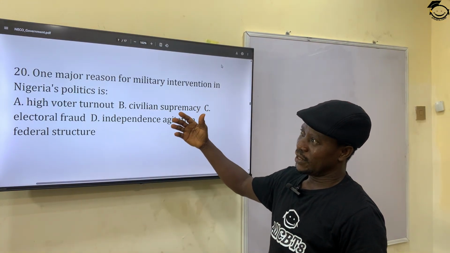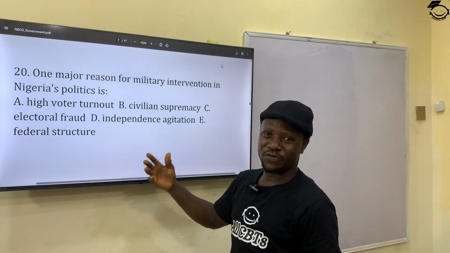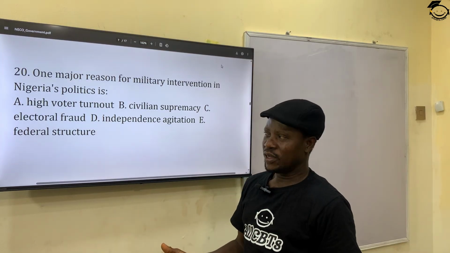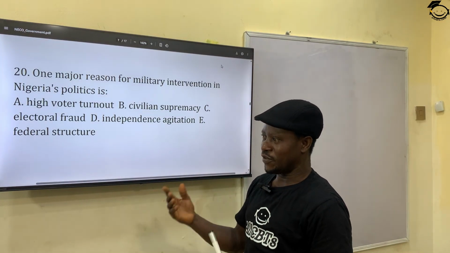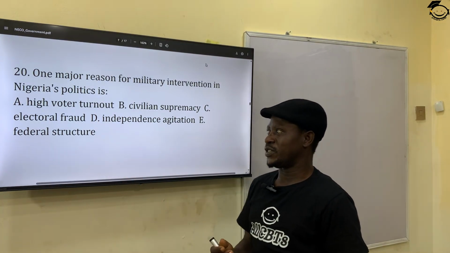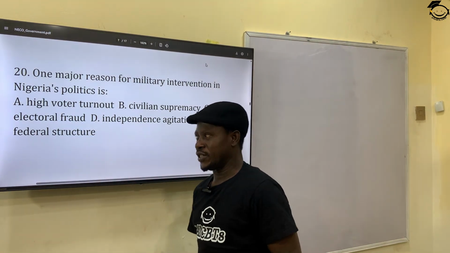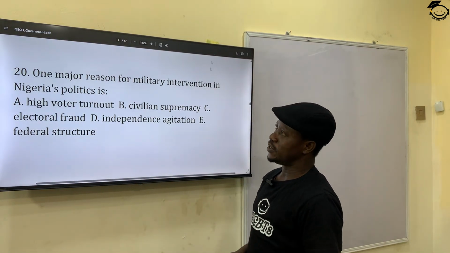all our past civilian governments have found it so difficult to conduct a free and fair election. And most of the time that the military government has intervened in our politics, they have hung on this particular weakness of the civilian government to produce a free and fair election. Electoral fraud. That is the reason. Option C. Let's see the next question.